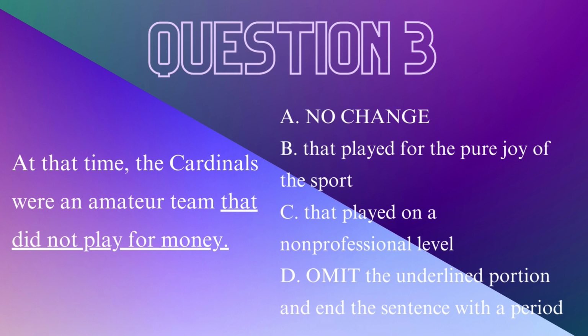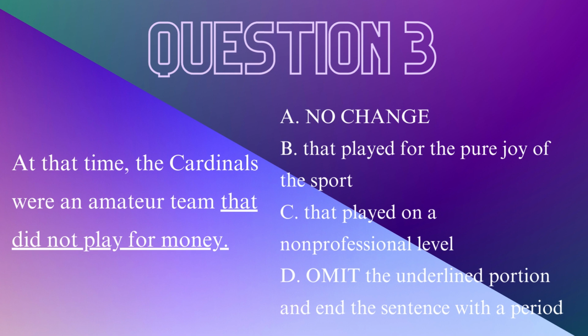So if you are strapped for time, let's say you're at the end and you look at the clock and you only have just a few more minutes left on this section, you need to probably work with a little more speed. So what I would do is I would consider choice D first before I look at my other options, A, B, and C. So would the sentence make sense and retain the same meaning if I just got rid of everything that's underlined? So I look at that sentence. At that time, the Cardinals were an amateur team, period.